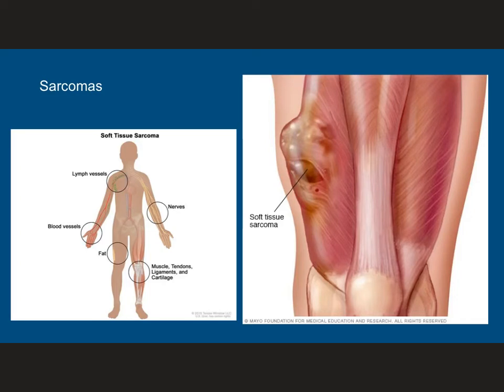Sarcomas form on your soft tissues and bones. And if you see the picture on the right, you'll see that this sarcoma is forming right next to your bone, on your soft tissue. Muscle, tendons, ligaments, cartilage, anything can be the victim of sarcomas.